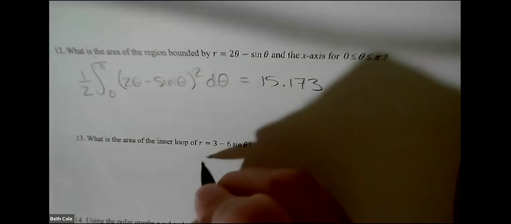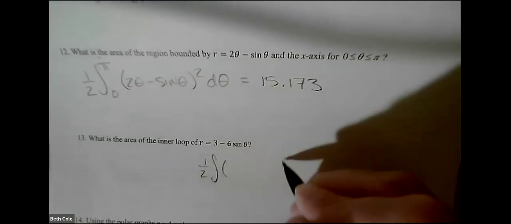All right, what is the area of the inner loop of this graph? So we did one similar to this earlier. To get the boundaries for your inner loop, you're going to take this and set it equal to 0. It's going to be 1/2 r squared d theta.